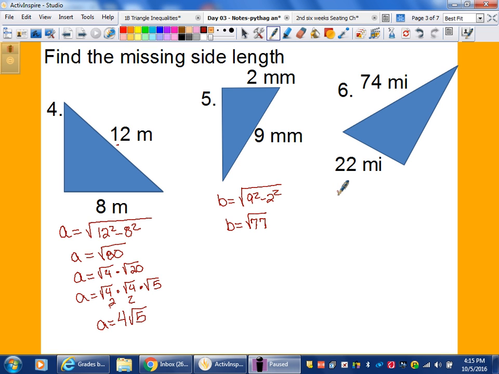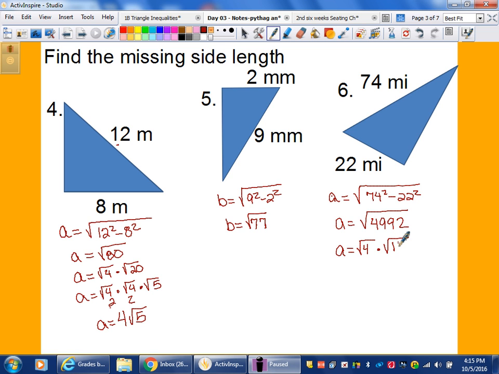Alright, the last one on the triangles that we're going to do before we move on is this one. Again, I'm given C, so square root of C squared, 74 squared, minus 22 squared. And that is, let me put this in my calculator because I can't do this in my head either, 4,992. So that's the square root. Please don't forget your square root. 4992. Now, if you look, that's divisible by 4.